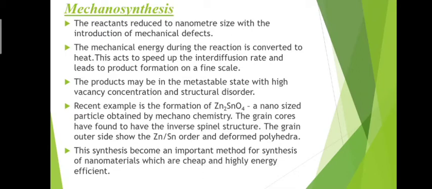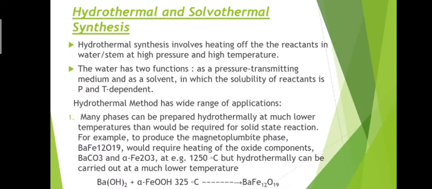A recent example is the formation of Zn2SnO4, nano-sized particles obtained by mechanochemistry, and the grain cores have been found to have the inverse spinel structure, whereas in the grain outside the Zn is in disorder with deformed polyhedra. And this method is very useful for the synthesis of nanomaterials, which are cheap and very energy efficient. Now the hydrothermal and solvothermal synthesis.